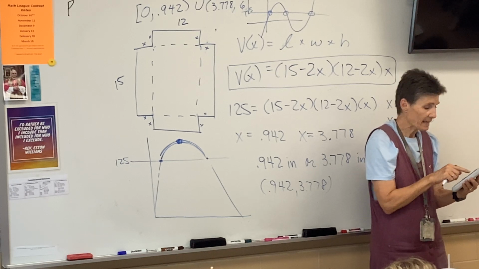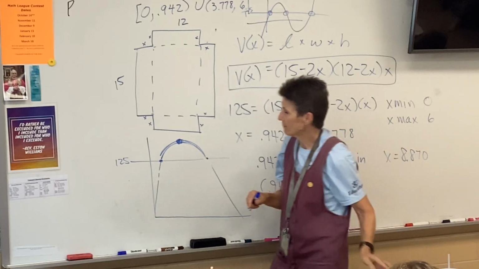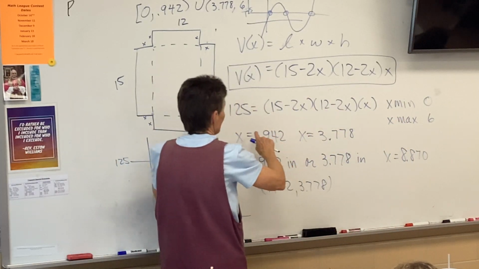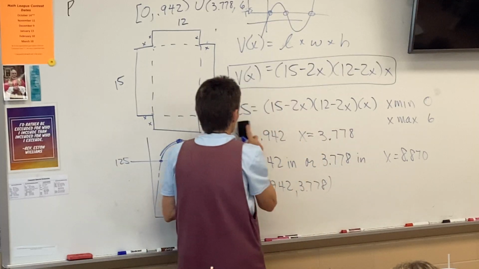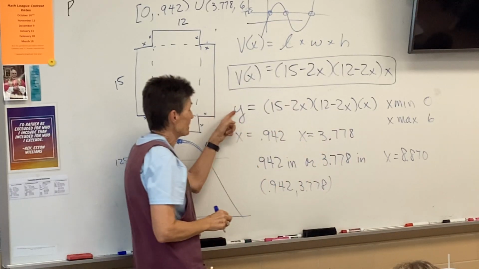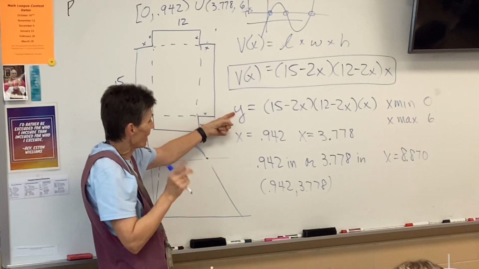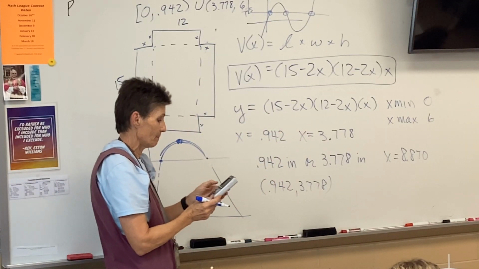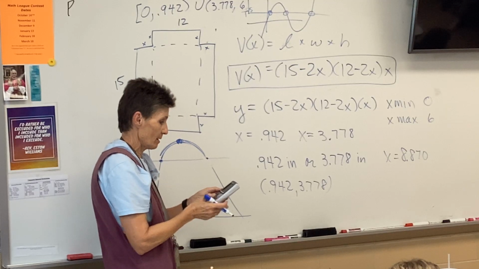Oh wait, I can't. What do I have to do? I gotta type in one equation. So we want to maximize the volume. So take out the 125. We don't want that in there. We're just maximizing the volume. There we go. Now we go.